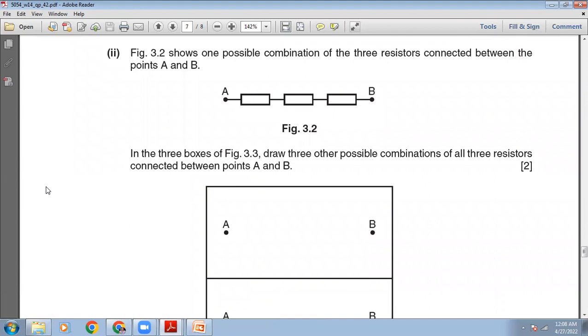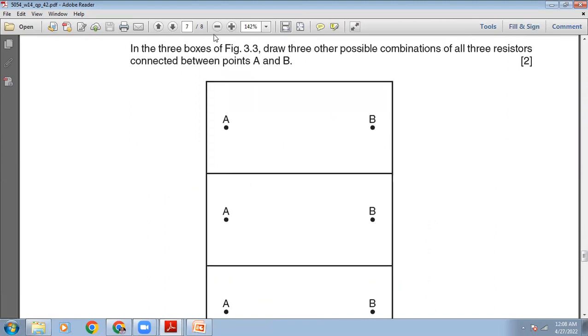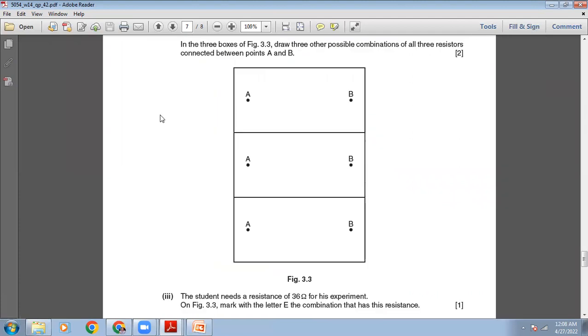Figure 3.2 shows one possible combination of the 3 resistors connected between point A and B. So you can connect them in series with each other. Let me show you the whole question. It says, in the 3 boxes of figure 3.3, draw the 3 other possible combinations of all 3 resistors connected between point A and point B.